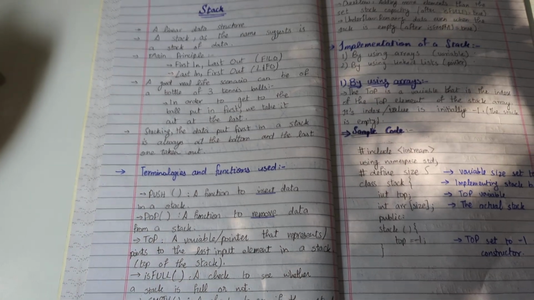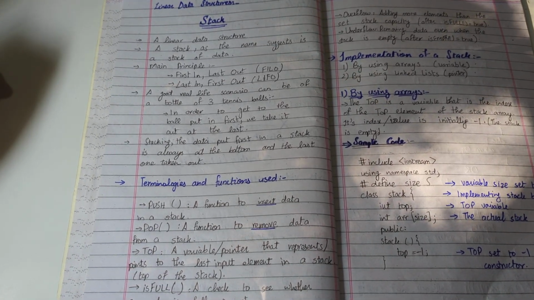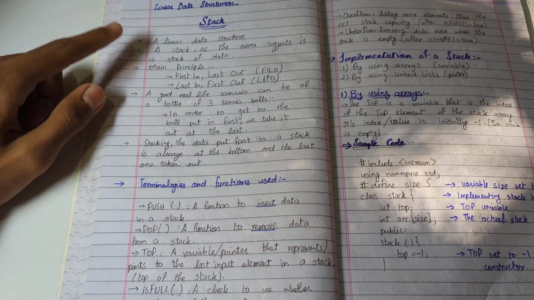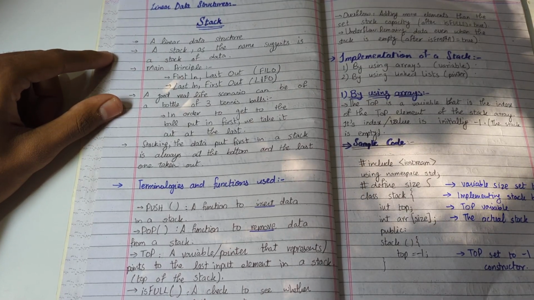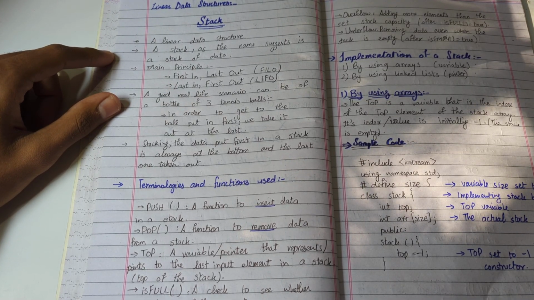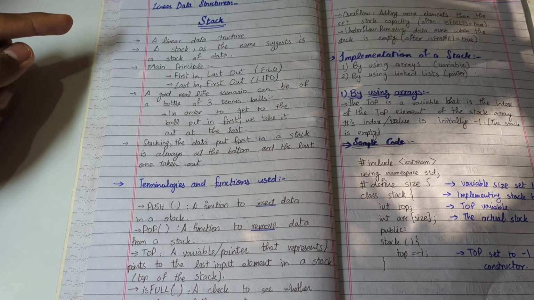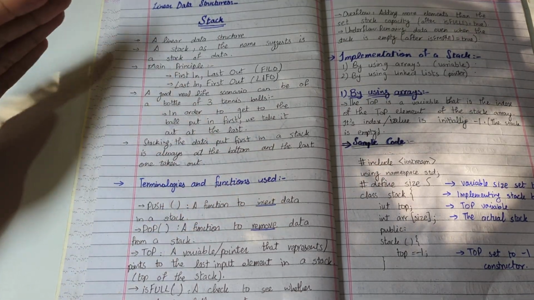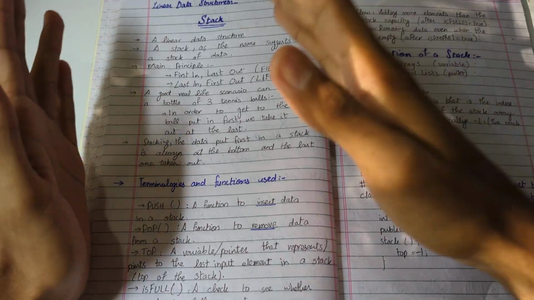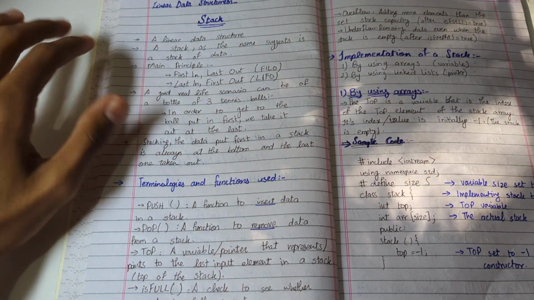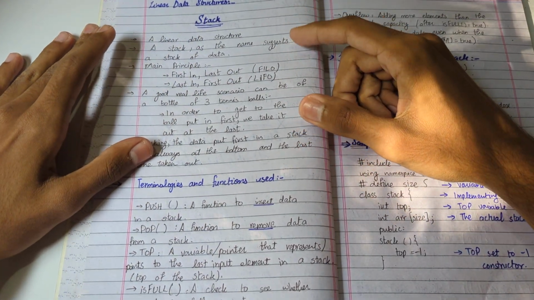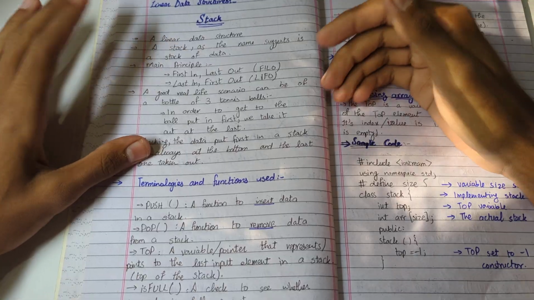Okay, so looking at linear data structures, we have a stack. A stack is basically a linear data structure, which means that there is no hierarchy, no ranking between the data, and every single data is of the same level. Okay, so a stack, as the name suggests, is a stack of data.